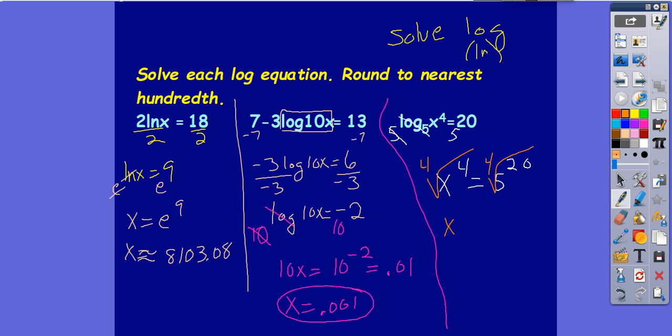So I'm going to say x is equal to 5 to the 20 over 4. That'll make it easier. So x equals 5 to the 5th. And 5 to the 5th, that's a much nicer number. You can handle that one, 3,125.